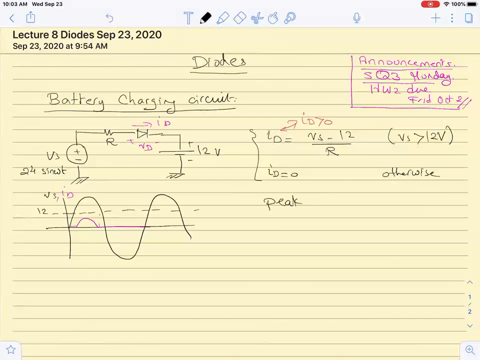Okay, what is the maximum diode current? The peak diode current happens when VS is max. Okay, and therefore ID equals (24 minus 12) over R. Yes.